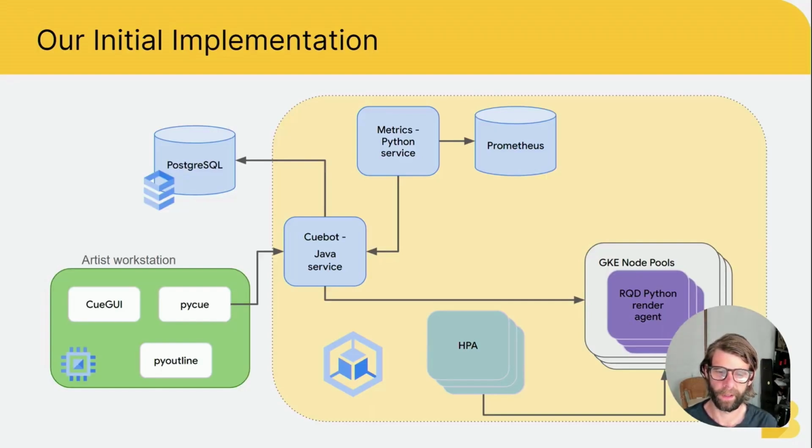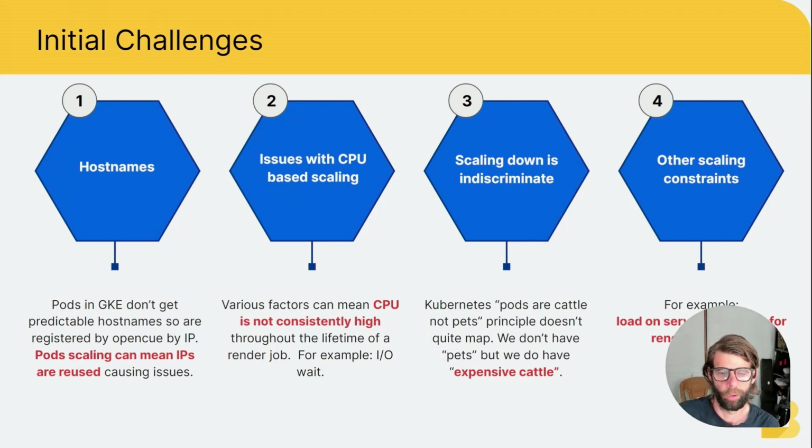And this setup worked well for us as a proof of concept, but we did have a few issues with it. So I'll go into what those issues were. Most of the initial challenges that we faced were really based around the scaling side of things. For the proof of concept, we just used CPU-based scaling because it's very easy to set up with the basic horizontal pod autoscalers in Kubernetes.